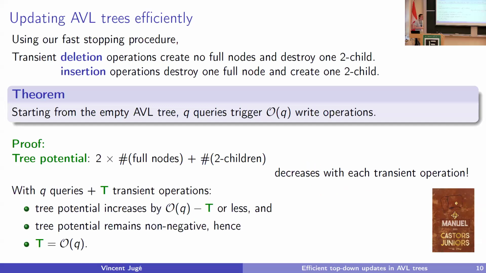So what happens in the end is that if I have Q queries, I may have Q terminal operations, I mean 1 per query, plus a certain number of transient operations. I don't know when they will happen, but if I have T of them, the tree potential in total will increase by a linear term in Q minus T, or maybe it will increase less than that. But it must remain non-negative because I'm just counting a number of nodes in the tree. And therefore, T must be linear in Q.